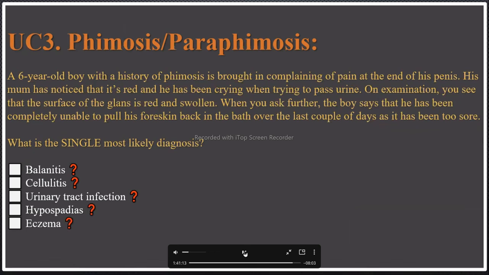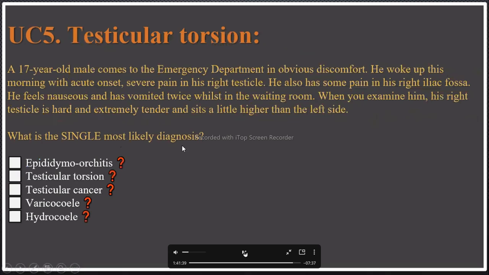Balanitis, Option A. Okay, because he said complaining of pain, red, crying when trying to pass urine, which means dysuria. Red, swollen, unable to pull back the foreskin. Single most likely diagnosis.